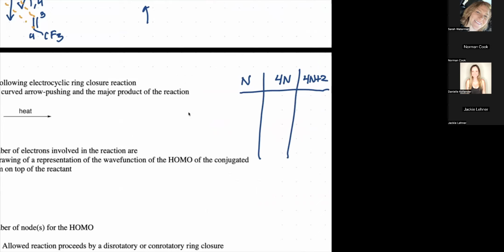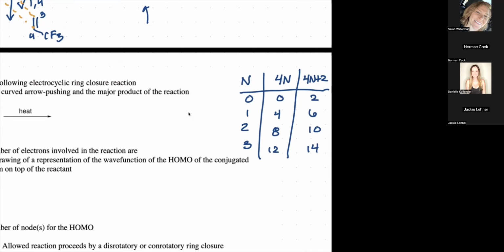Right? So N is 0, 1, 2, 3. If we have 4N, N being 0, this would be 0. If we have 4N plus 2, this would be 2. If we have 1N, this would be 4. This would be 6. If we have 2, this would be 8, and this would be 10. And if we have 3, this would be 12, etc. So I'm just creating a pattern for you.